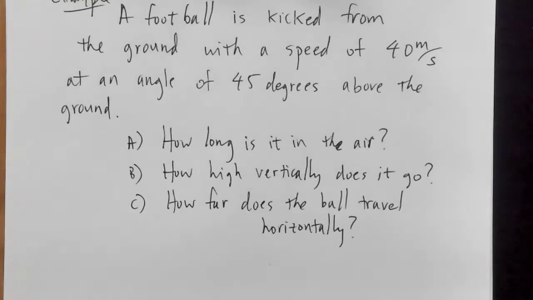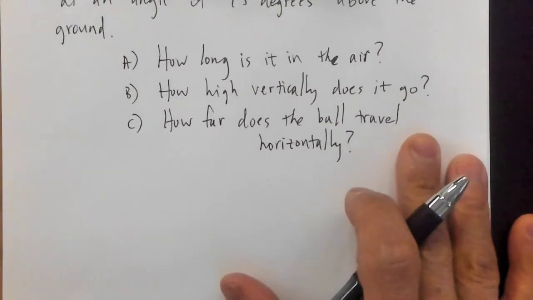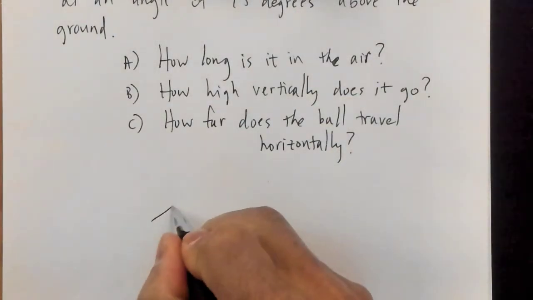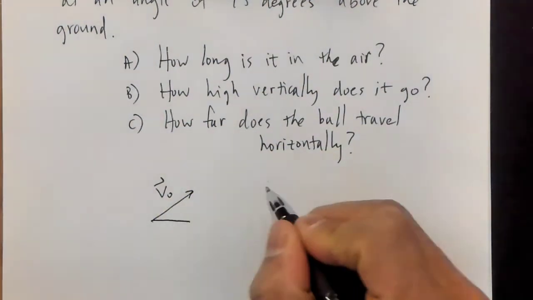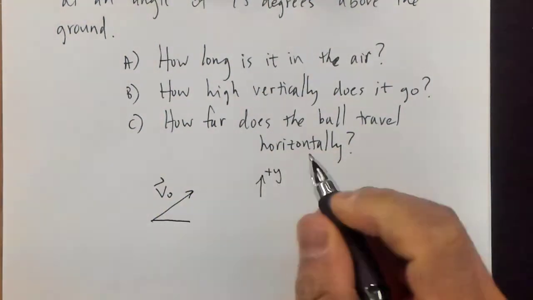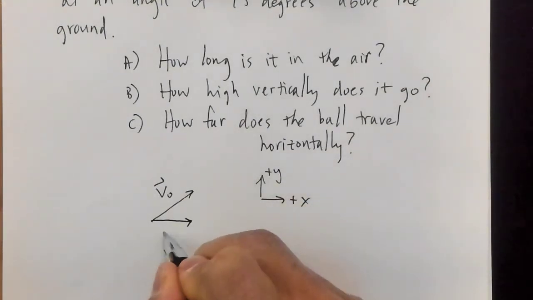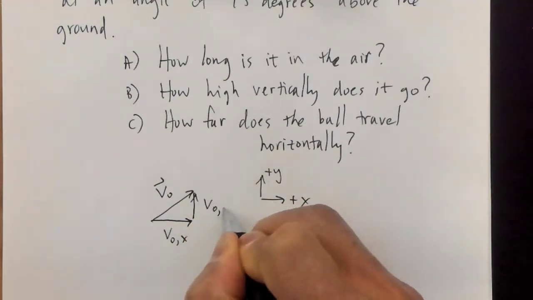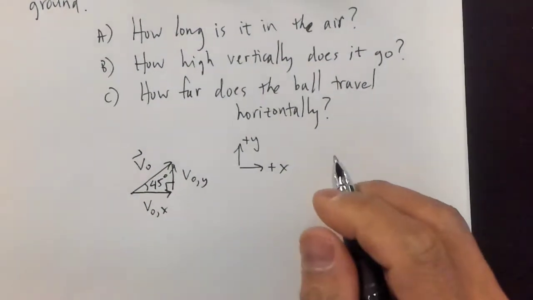Okay, I think I probably should start the solution now so that I don't keep you too late. All right, so the first step is to get the components of the initial velocity. Okay, so v0 is like this, and let's say this is positive y, and this is positive x. So we have v0x, and we have v0y. Okay, and the angle is 45 degrees.